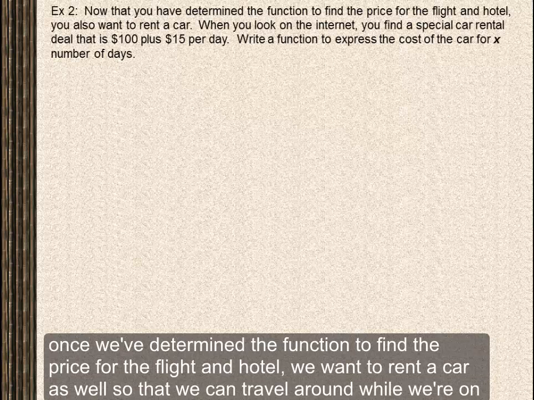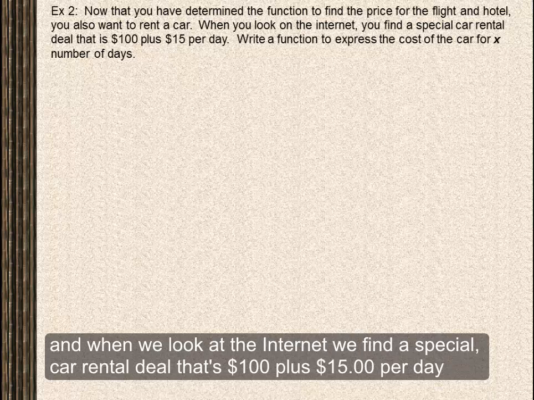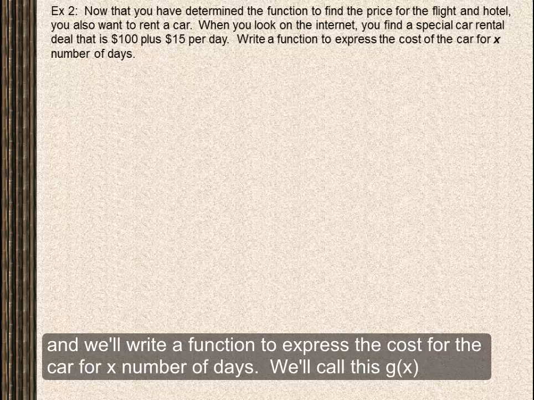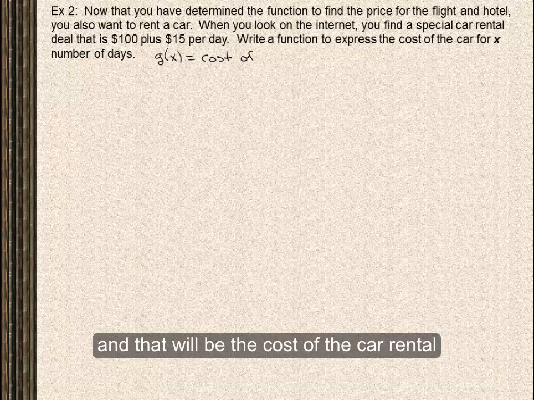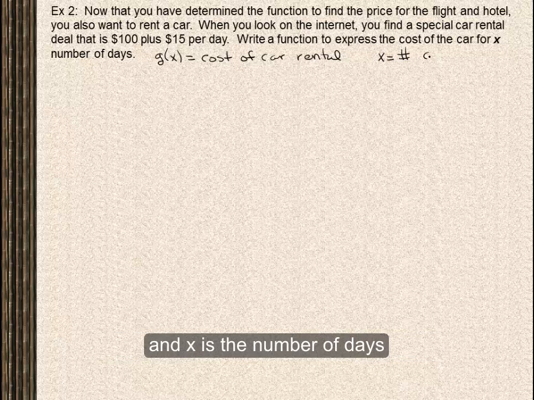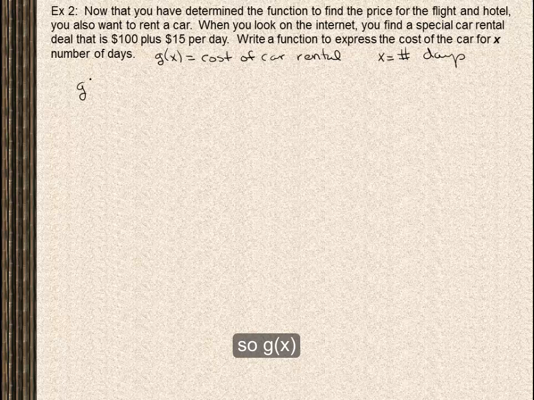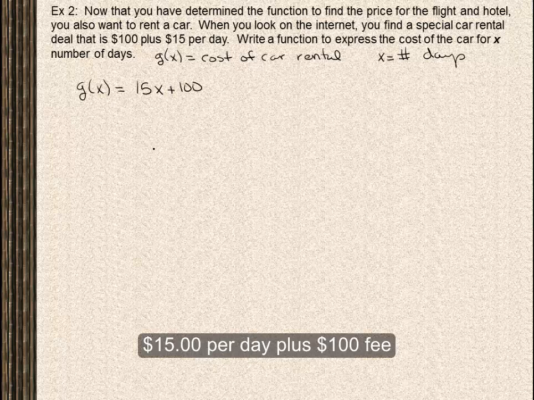Okay, once we've determined the function to find the price for the flight and the hotel, we want to rent a car as well so that we can travel around while we're on vacation. And when we look at the internet, we find a special car rental deal that's $100 plus $15 per day. And we'll write a function to express the cost of the car for x number of days. We'll call this g of x, and that'll be the cost of the car rental. And x is the number of days. So g of x will equal $15 per day plus the $100 fee.